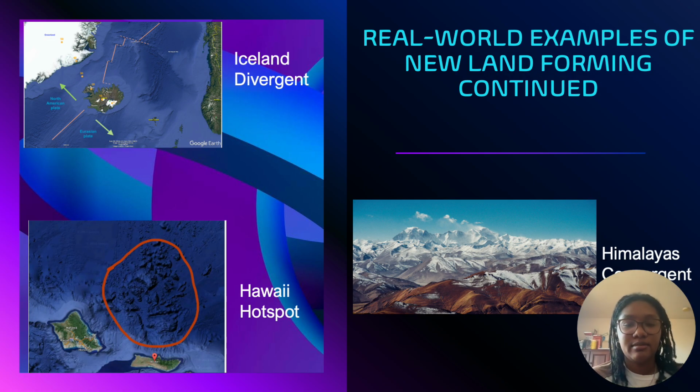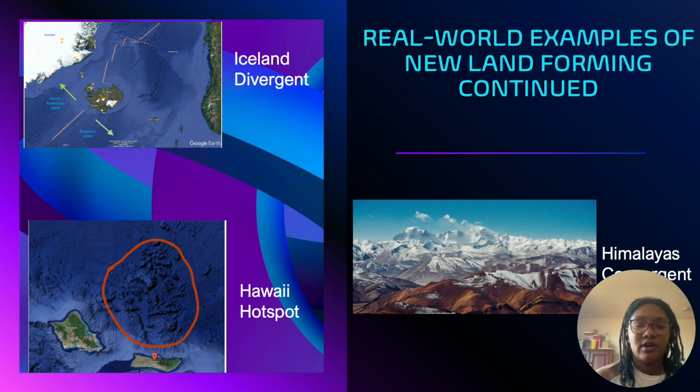Real-world examples of new land forming, continued. This slide contains 3 real-world geological examples. So this is the Iceland divergent boundary. The image shows Iceland located on the Mid-Atlantic Ridge, where 2 tectonic plates pull apart. Volcanic fissures and spreading zones are visible, demonstrating active crust formation at a divergent boundary.